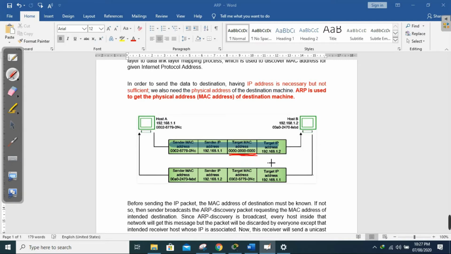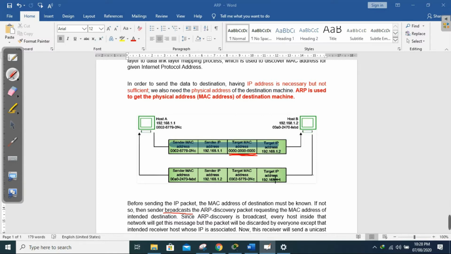Okay, so there is another fact which you need to know: whenever this packet is sent to the destination, this ARP packet is usually known as a broadcast packet. So why is it called a broadcast packet? It is called a broadcast packet because this ARP packet is sent to all the hosts that are connected to the sender.